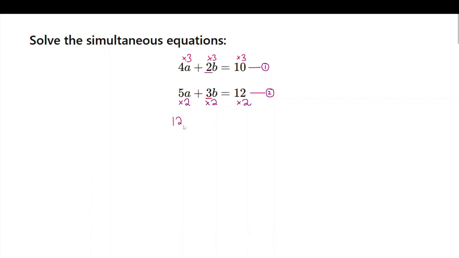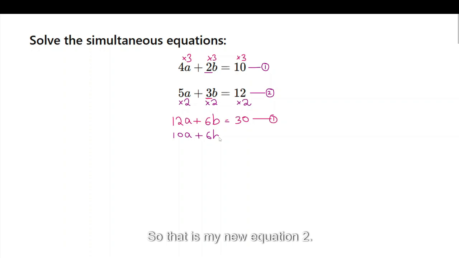Plus 3 times 2b gives me 6b. 10 times 3 gives me 30. That's my new equation 1. 2 times 5a is 10a, plus 2 times 3b is 6b. 2 times 12 is 24. So that's my new equation 2. Now you can see you've got the same thing here, 6b and 6b.